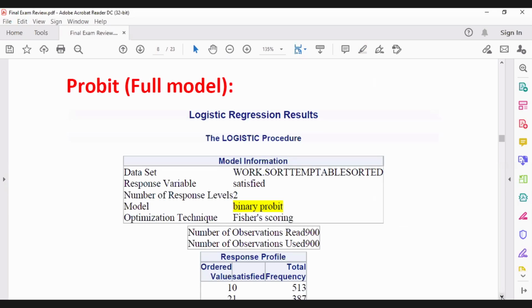Now let's look at the probit model. In the probit model, the nonlinear function used is the normal distribution. For the logit model, we use logistic regression, the logistic distribution. For probit, we use the normal distribution.